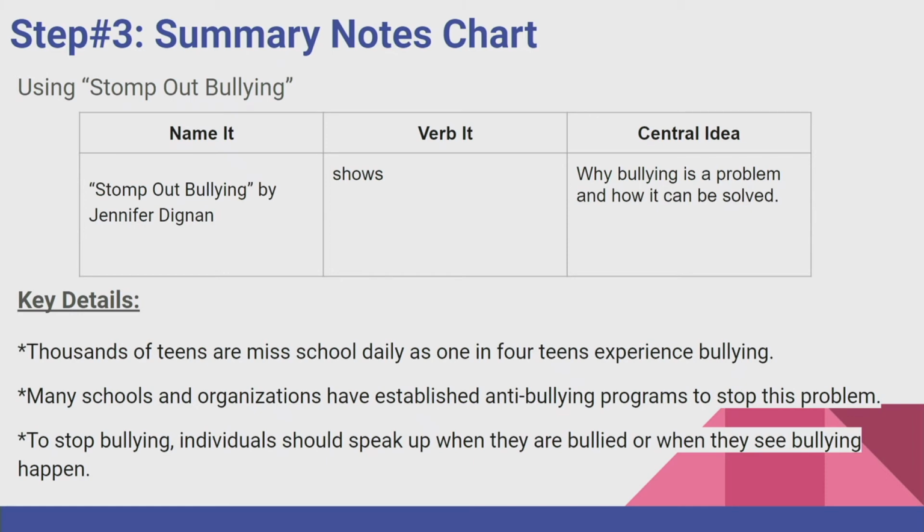The second key detail, many schools and organizations have established anti-bullying programs to stop this problem. This is essential to the central idea as it shows how the problem of bullying is being solved. And the third key detail, to stop bullying, individuals should speak up when they are bullied or when they see bullying happen. This last detail definitely supports how the problem of bullying can be solved. Now I will be taking these statements and forming a clear paragraph that supports the central idea of the text. Please pause the video to complete your chart.